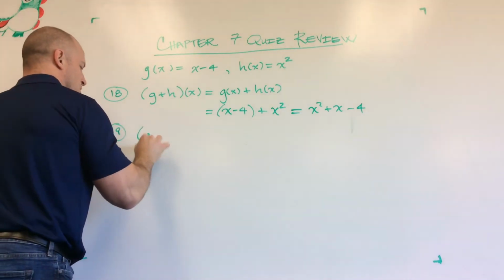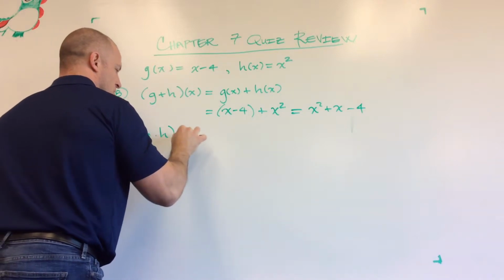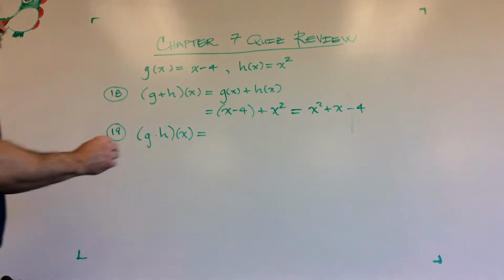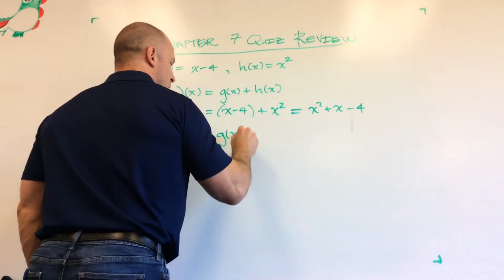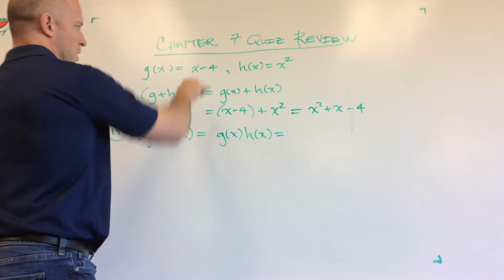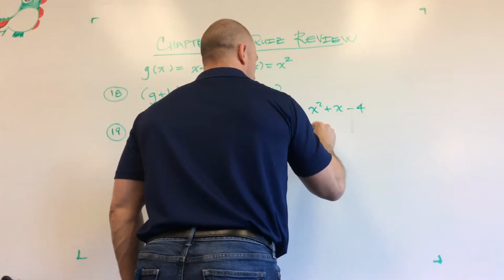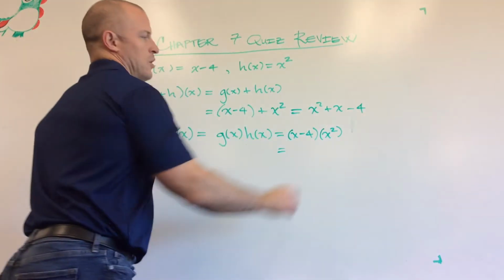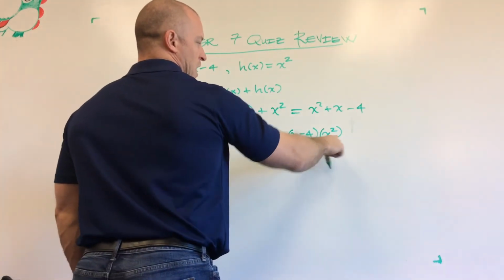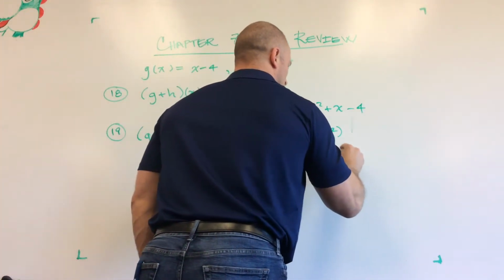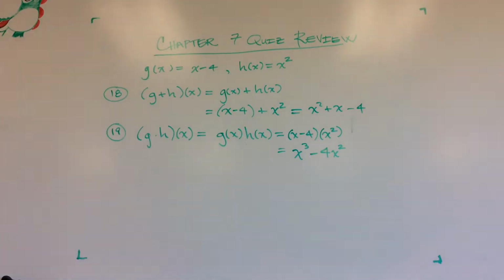19 asks us to create the new function g times h, the function g times h of x. So we will just multiply the two equations times each other. What this means is g of x multiplied by h of x. Remember, this is a function, we're going to multiply them. So we're going to take x minus 4 as g, multiply it by x squared, which is h. We'll just distribute the x squared. So x squared times x gives me x cubed. x squared times negative 4 gives me negative 4x squared. It's already written in the correct order of highest power to lowest power, so we're all set with a final answer.